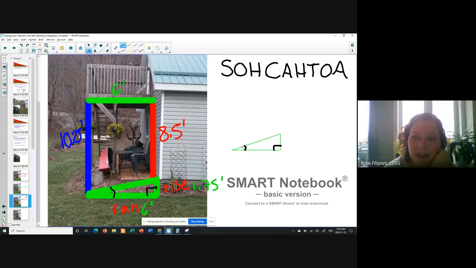So in this case, I go to the angle, and the opposite side to the angle is all the way across here. And then the hypotenuse is across from the 90 degrees. And the adjacent is touching the angle. So the adjacent is with the 90 and the angle.